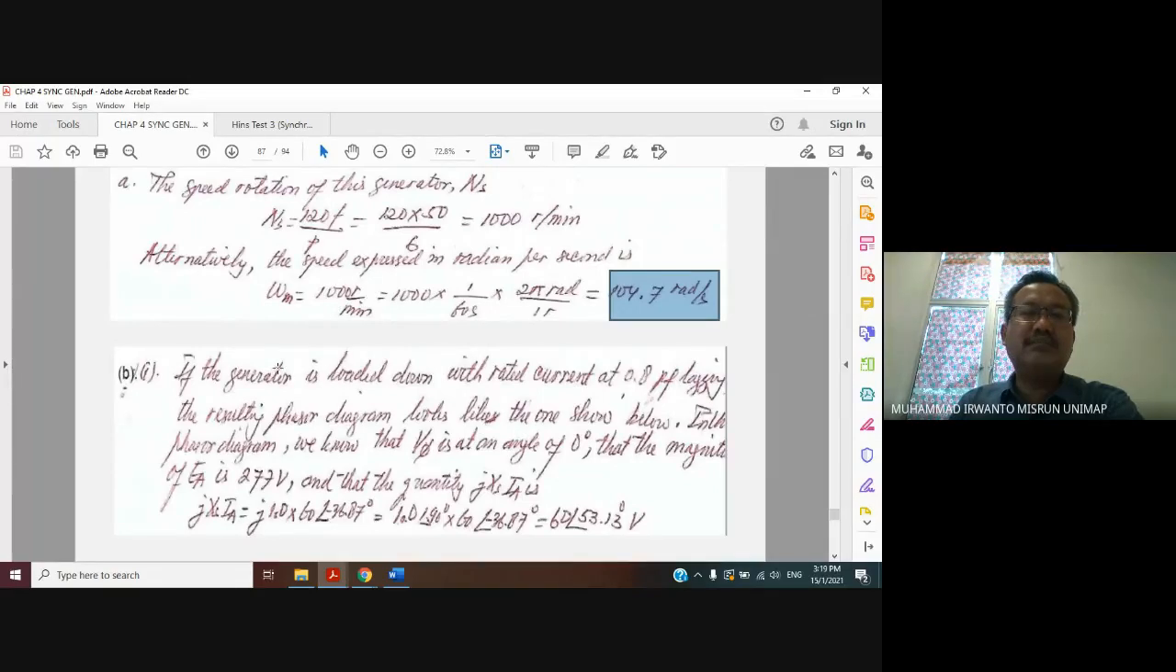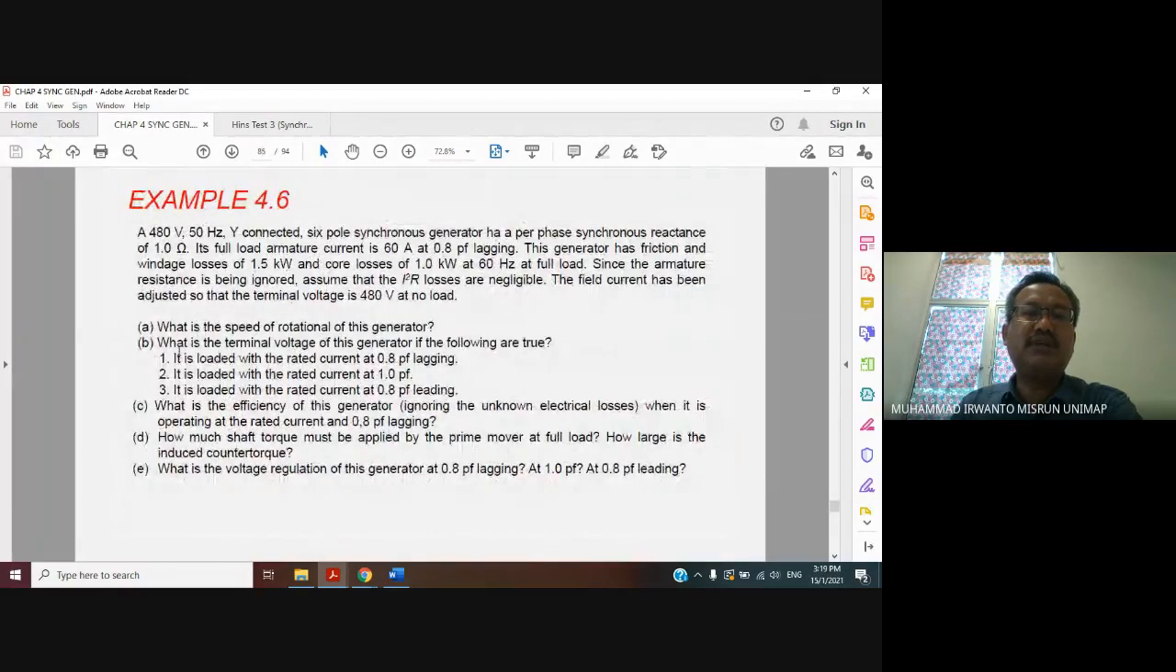Okay, then B. For B, what is the terminal voltage, VT? What is the terminal voltage, VT, or line to line? In this case, line to line or terminal voltage.